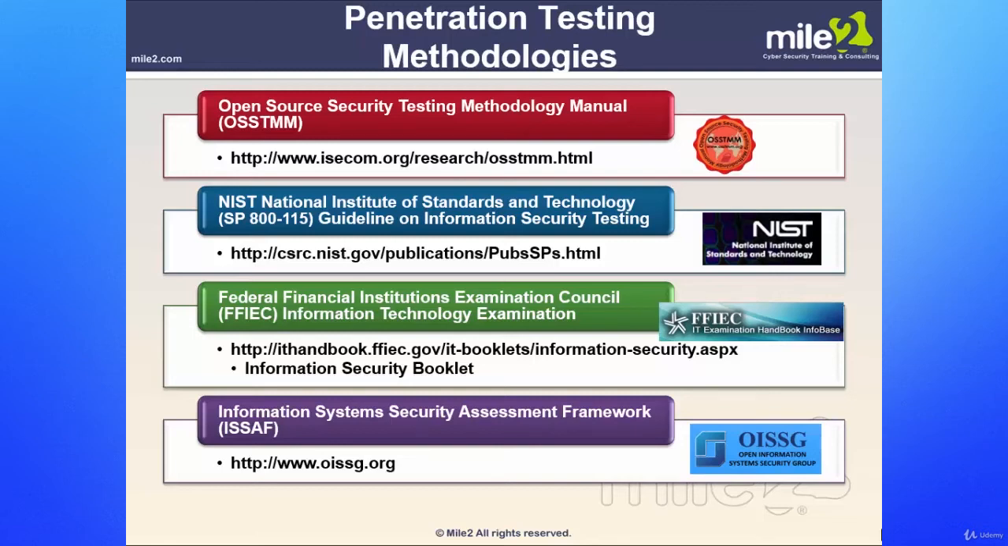Then we have the FFIEC, the Federal Financial Institutions Examination Council, Information Technology Examination. It has an IT handbook that you can check out at ithandbook.ffiec.gov/IT-booklets/information-security.aspx, and look for the information security booklet. Again, check it out. There are a couple hundred pages there, so unless you really like reading, you can cover it all. But for exam purposes, just browse through and get a general idea of what it is and what it's able to do.